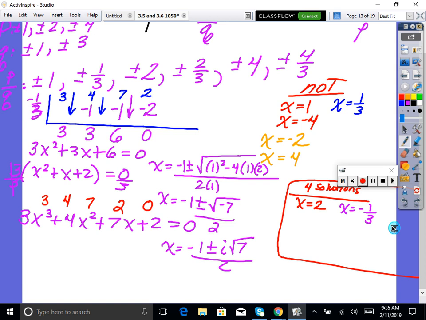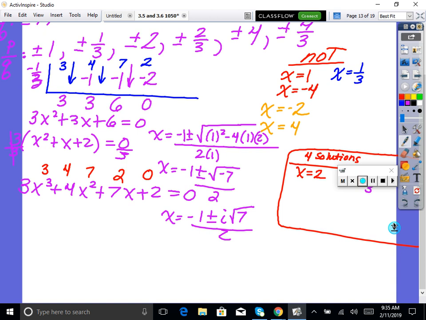I would split it up every time, and there's a reason. It makes rewriting it in its factored form a lot easier.